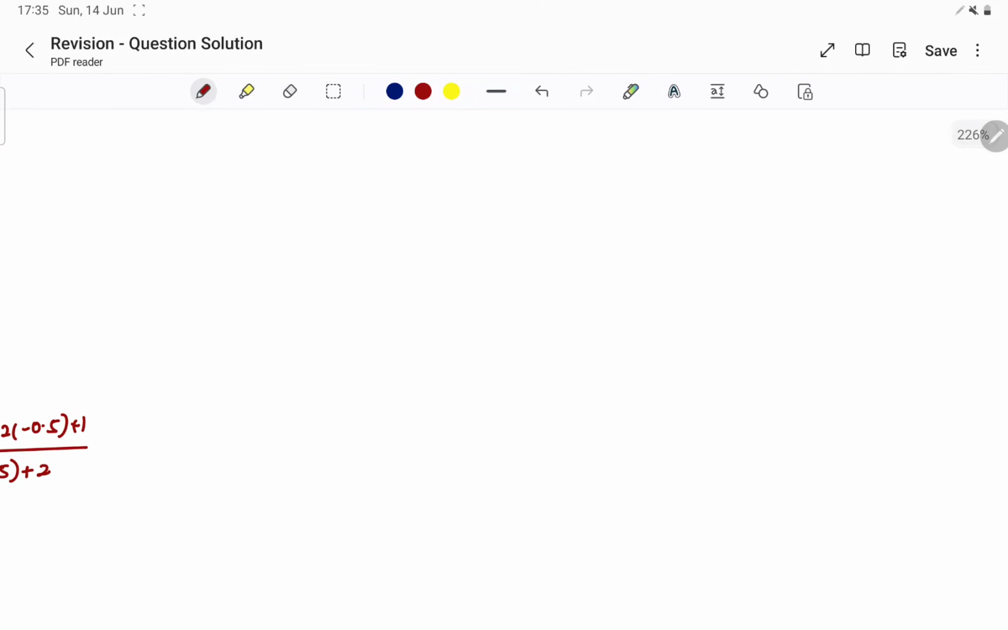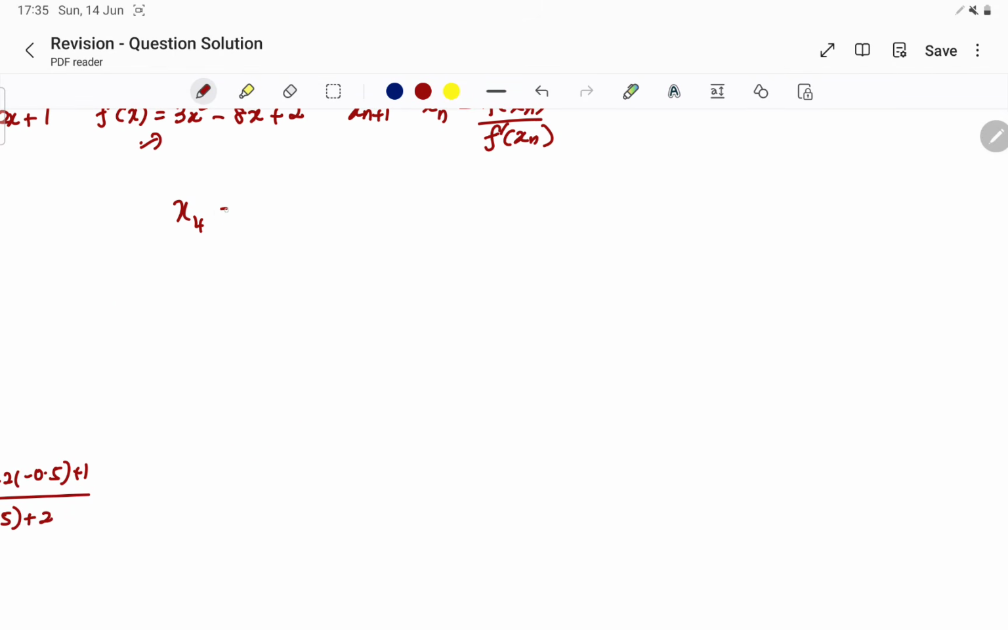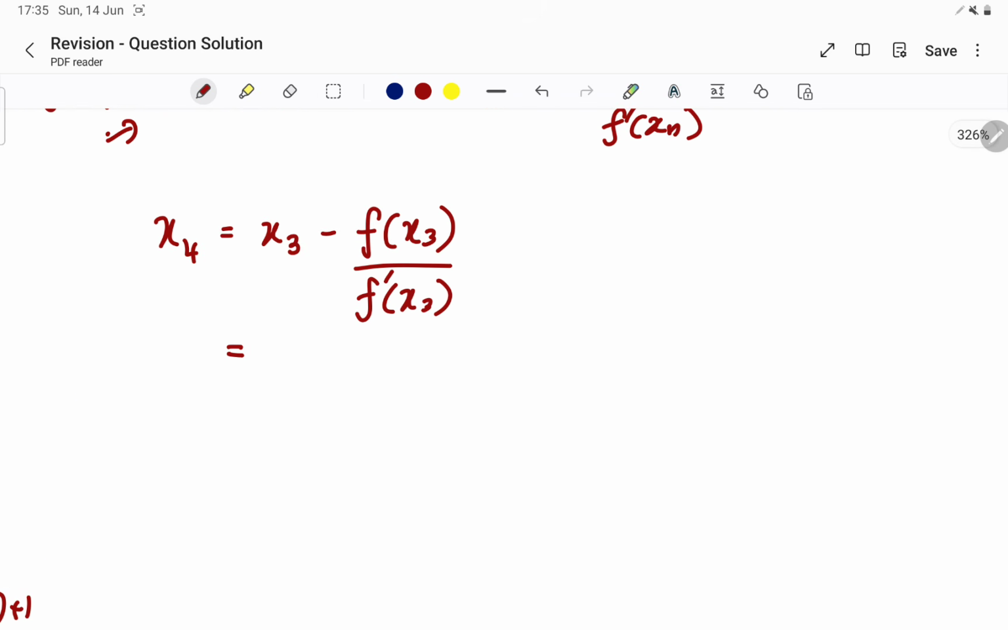Now it proceeds to x4, which is x3 minus f(x3) divided by f prime of x3. Then you substitute x3 as negative 0.3037. Substitute inside f(x) and f prime x, you're going to get negative 0.043 divided by 4.7063. Then the answer you're going to get is negative 0.306228.